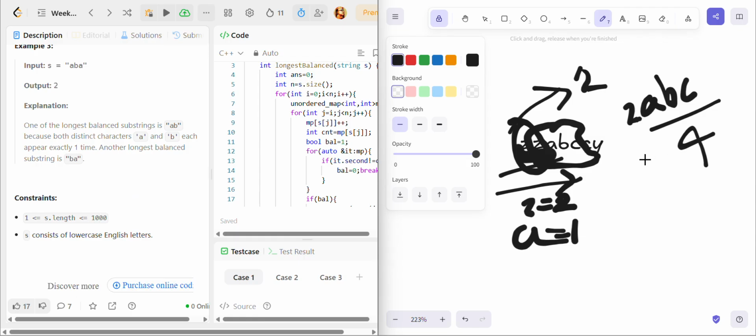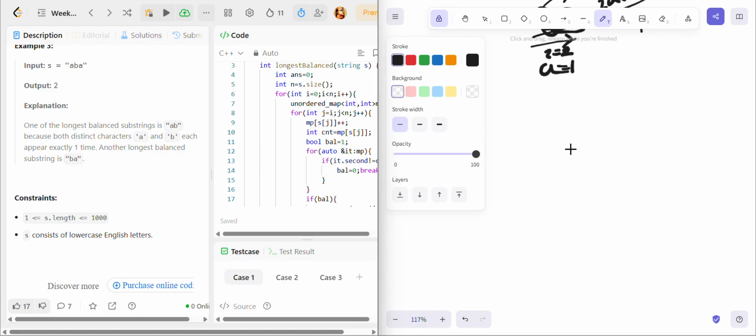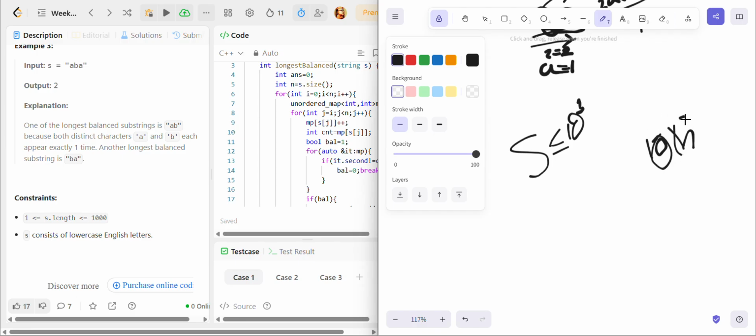Now we are given the constraint that the length of s is less than or equal to 10 to the power 3. That means we can go up to O of n square. So it is very easy.